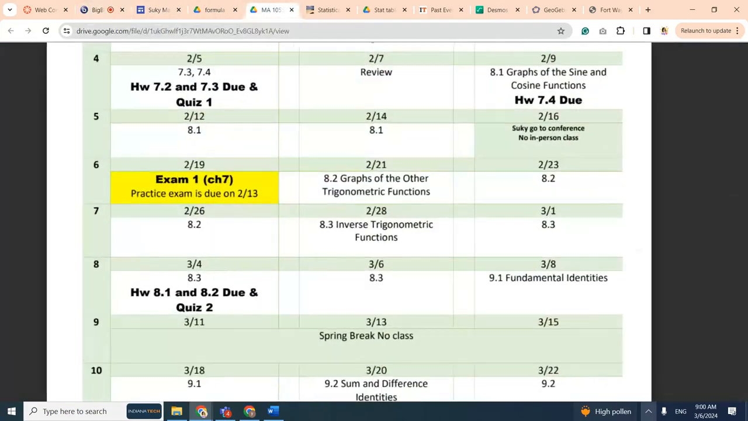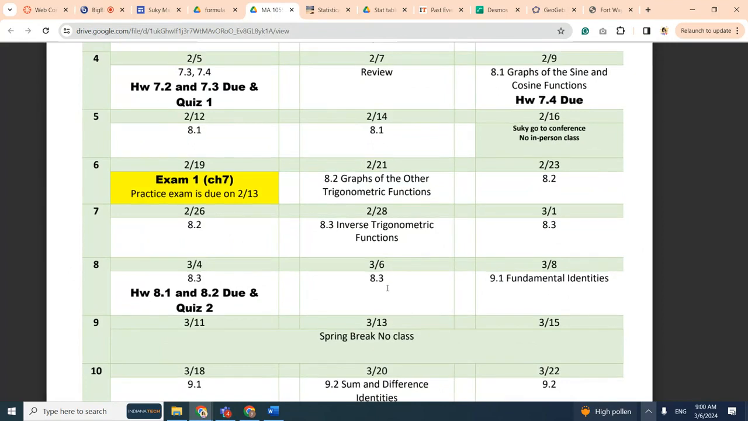Good morning, everyone. Today is Wednesday, March 6th, and today we will continue on section 8.3. So I have already graded the quiz. The midterm grades are due next week, also your spring break.